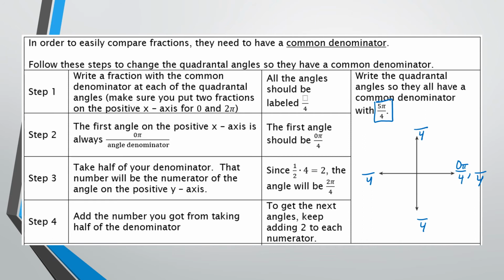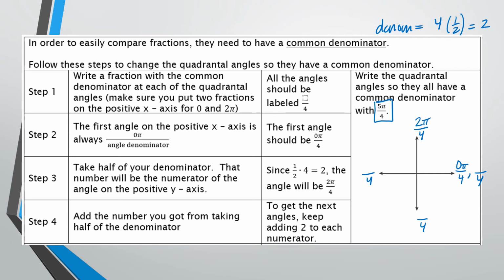All right, step 3. We take half of what our denominator is, and that will be the numerator on our next angle, which is like our 90-degree angle or our pi over 2 angle. That'll be our next one. So our denominator in this problem, and I'm going to write this up here, our denominator is 4. So if I take half of our denominator, half of 4 is 2, right? So that means that my next angle is going to be 2 pi over 4.